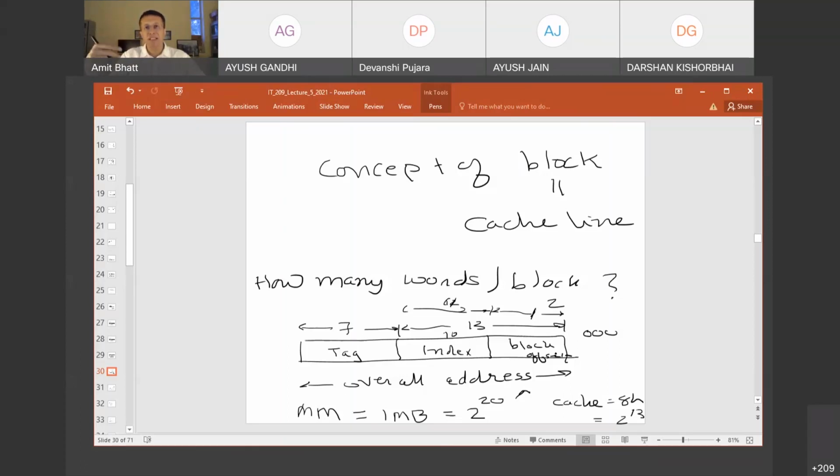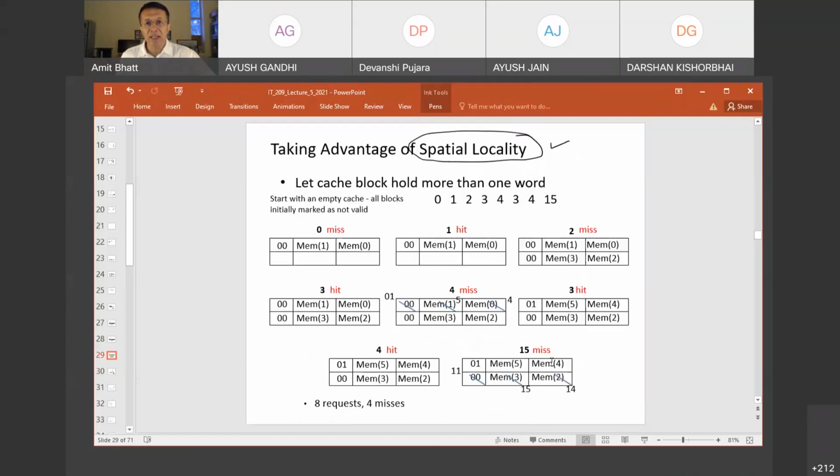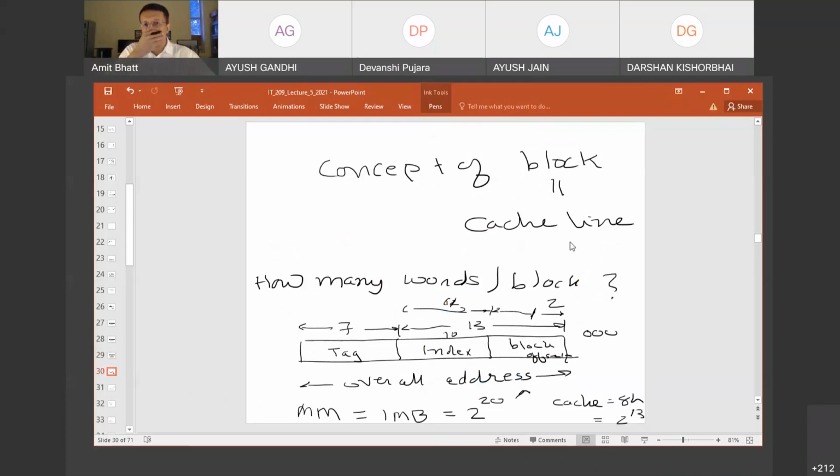And if you keep on increasing it, if you have, like, an 8-word block, then 3 bits would be taken up by block offset, and then 10 bits would remain for index. Tag would remain the same. Tag will not be affected. So this is the normal idea. So then people would ask what block size is good enough. Now you tell me that there is a principle of spatial locality, and that's all great.